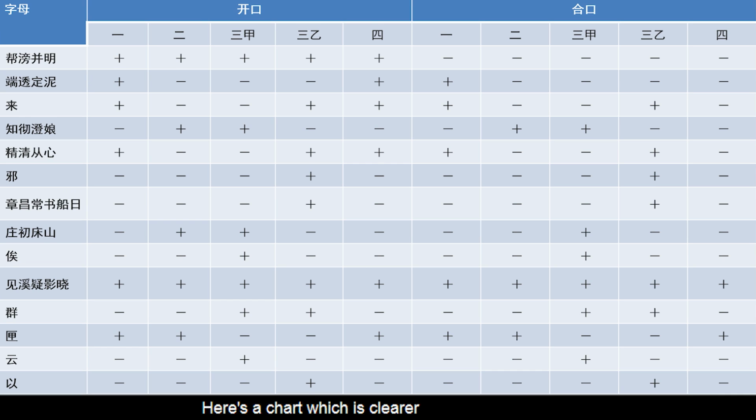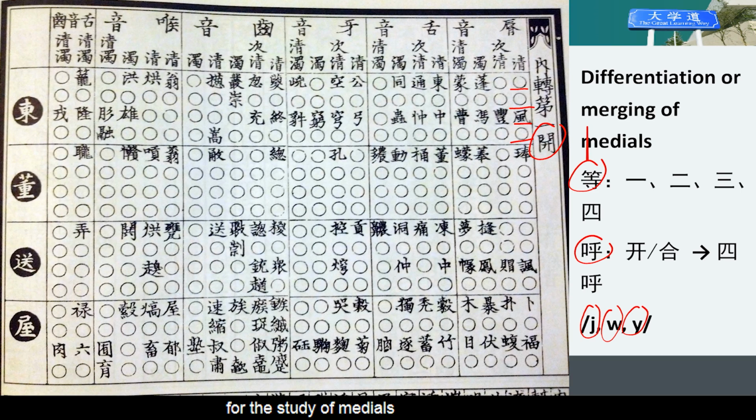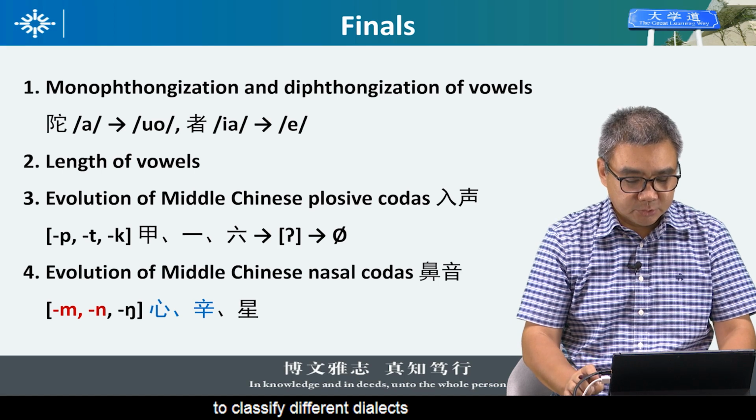Here's a chart which is clearer, showing the situation and distribution of the 开口, 合口 and 等 grades of syllables according to the difference of their initials. That means different groups of initials. For example, 帮旁并明 or 端透定泥, they can be used with different kinds of grades and different kinds of 开口 or 合口 呼, respectively. It shows the general tendency of the matching rules. And different dialects have different principles or tendencies of the matching. This can also be used as a consideration for the study of medials to classify different dialects.